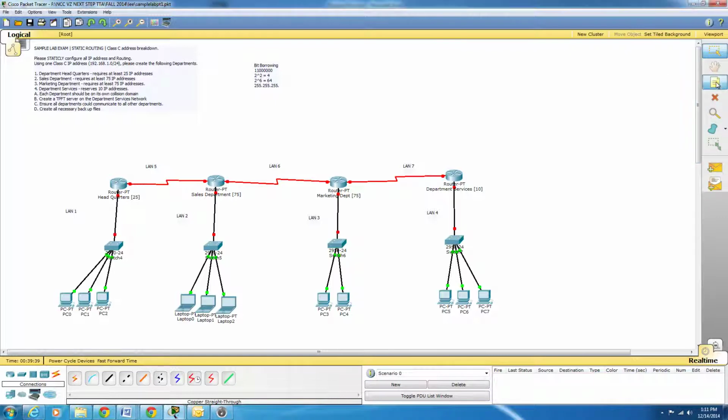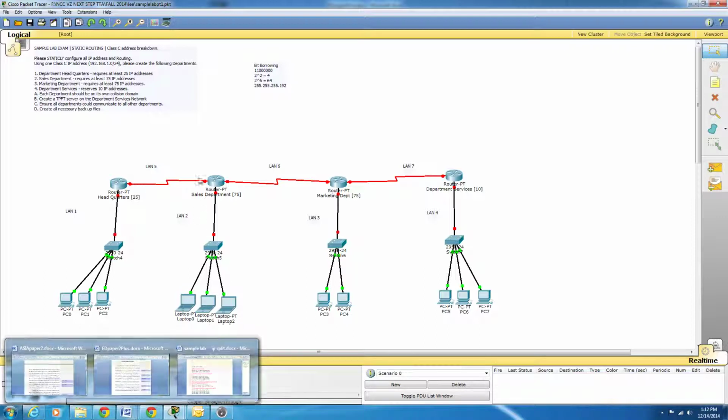So let's put that in here. Let's see, so it's 255.255.255.192, and that would give you 4 segments of 64 IP addresses each, using the subnet mask of 255.255.255.192.